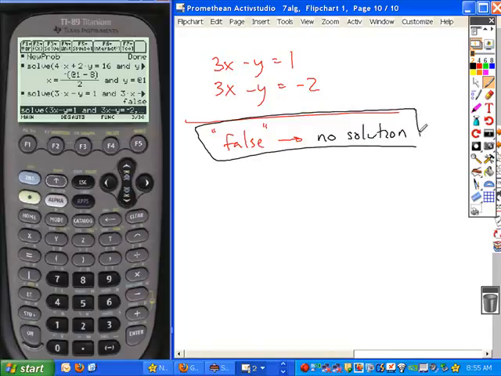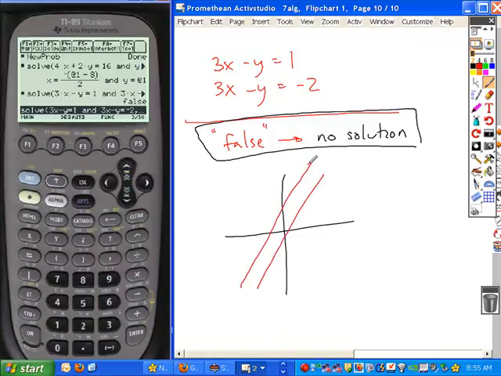Okay? The answer of false on a system tells you that these two graphs are going to be parallel to each other. So will they ever intersect? No. And again, you can see that if you put each of these in slope-intercept form. In this one, you get 3x minus 1 equals y. In this one, you get 3x plus 2 equals y.